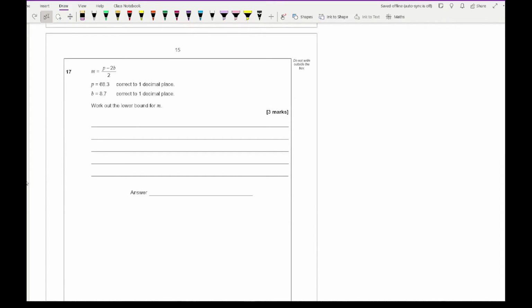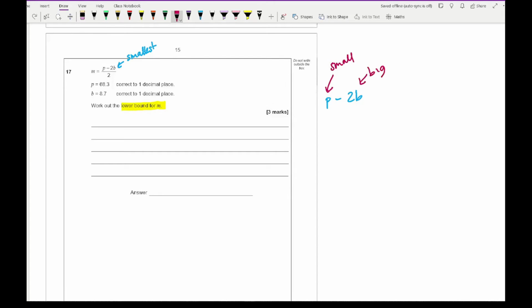Moving on to question 17, it says that m equals p minus 2b all over 2. p has been rounded to correct to 1 decimal place, and b has been rounded to correct to 1 decimal place. And the question is asking me to work out what the lower bound of m is going to be. Now, to get the smallest possible value of m, I need to get the numerator to be the smallest. So when I've got p minus 2b, I need p to be small and this to be big.